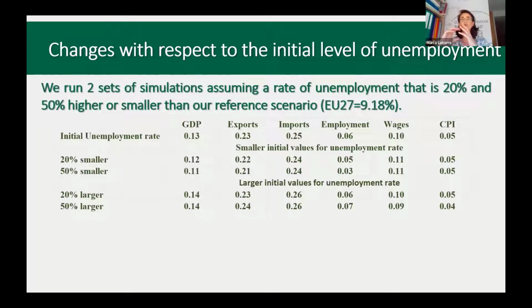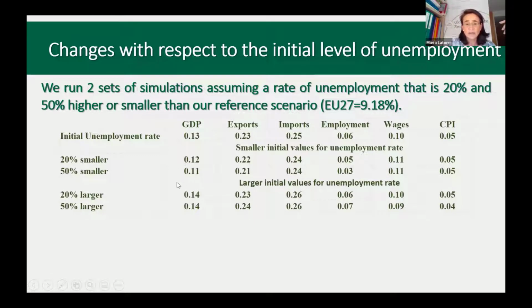Then if we go to the initial values, for example, for Europe, we have assumed that the EU initial unemployment rate would be 9.18%. What happens if we have gotten a wrong forecast, because it's a future forecast? Well, here first we reduce it: it is 20% smaller, 50% smaller, and later we increase it by 20% and 50%.